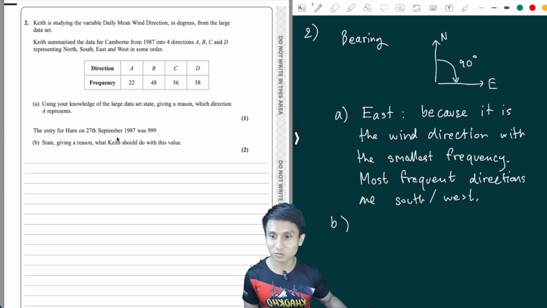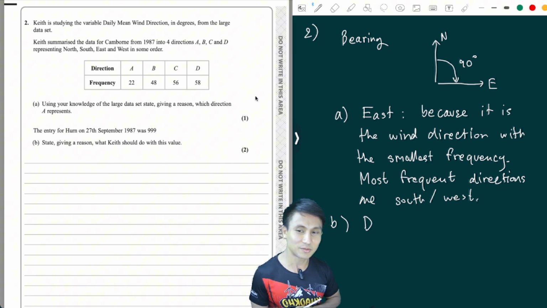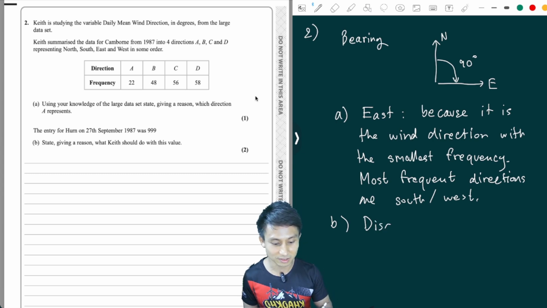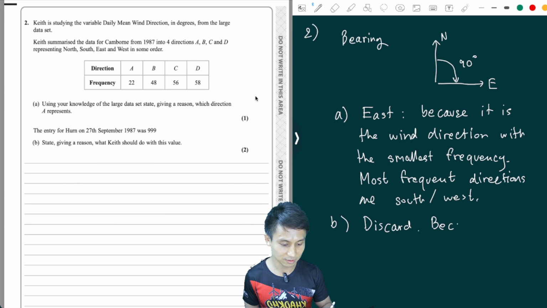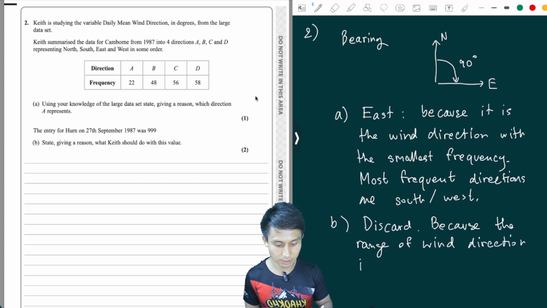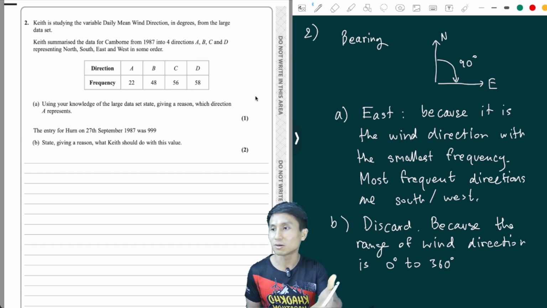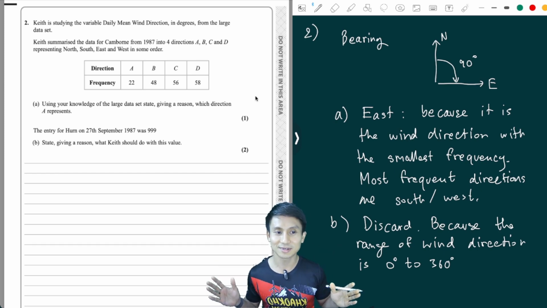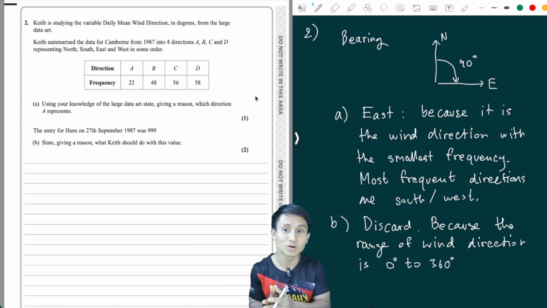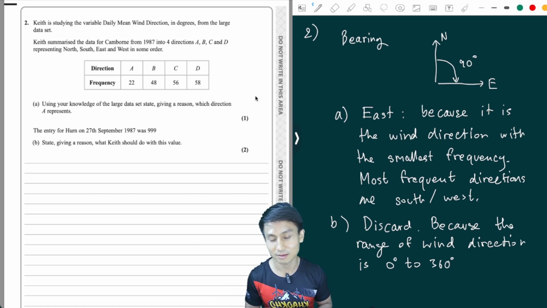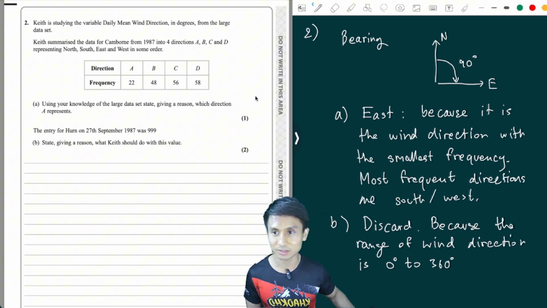So state giving a reason what Keith should do to this value. Well, we say discard, right? Ignore seems to be maybe too strong a word, so I'll just say a more proper word, discard, because the range of wind direction is 0 to 360 degrees. That's actually common sense. So if you know a bit about wind direction, you don't have to memorize anything here. The wind direction is just the bearing in degrees, right? And you already know that from earlier levels like GCSE maths, right? So I'm guessing that's done for the second question.